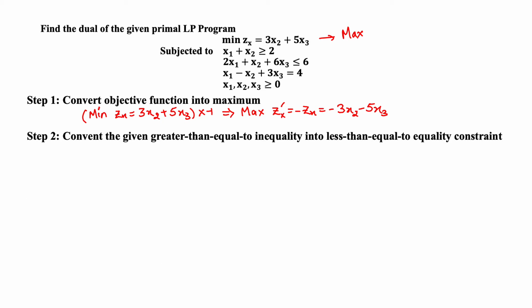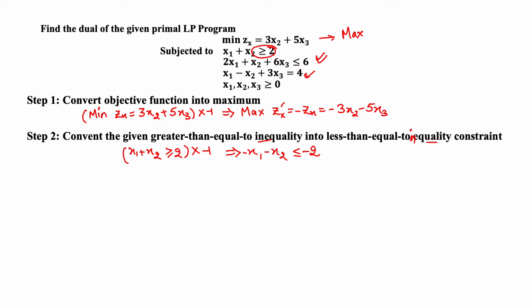Second step is to convert any greater than equals to inequality into less than equals to inequality form. Okay, so here it is greater than form. So first I will convert that x1 plus x2 greater than equals to 2 into less than equals to form by multiplying again with -1. So now this constraint equation will become minus x1 minus x2, which is less than equals to -2. Okay, this is in correct form.